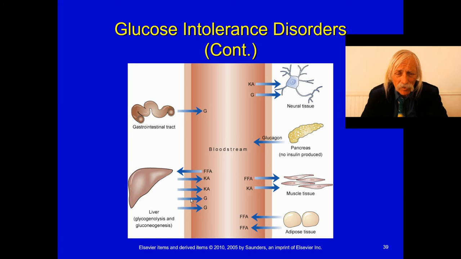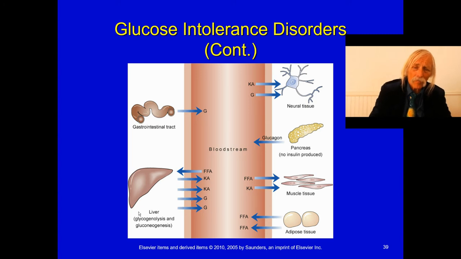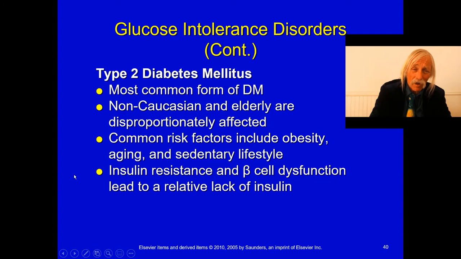Adipose tissue is going to be producing a great deal of free fatty acid because of lipase activity, basically. So this is how you compensate for low circulating glucose. These are called glucose intolerance disorders, right? And that's what type 1 and type 2 diabetes actually essentially are.